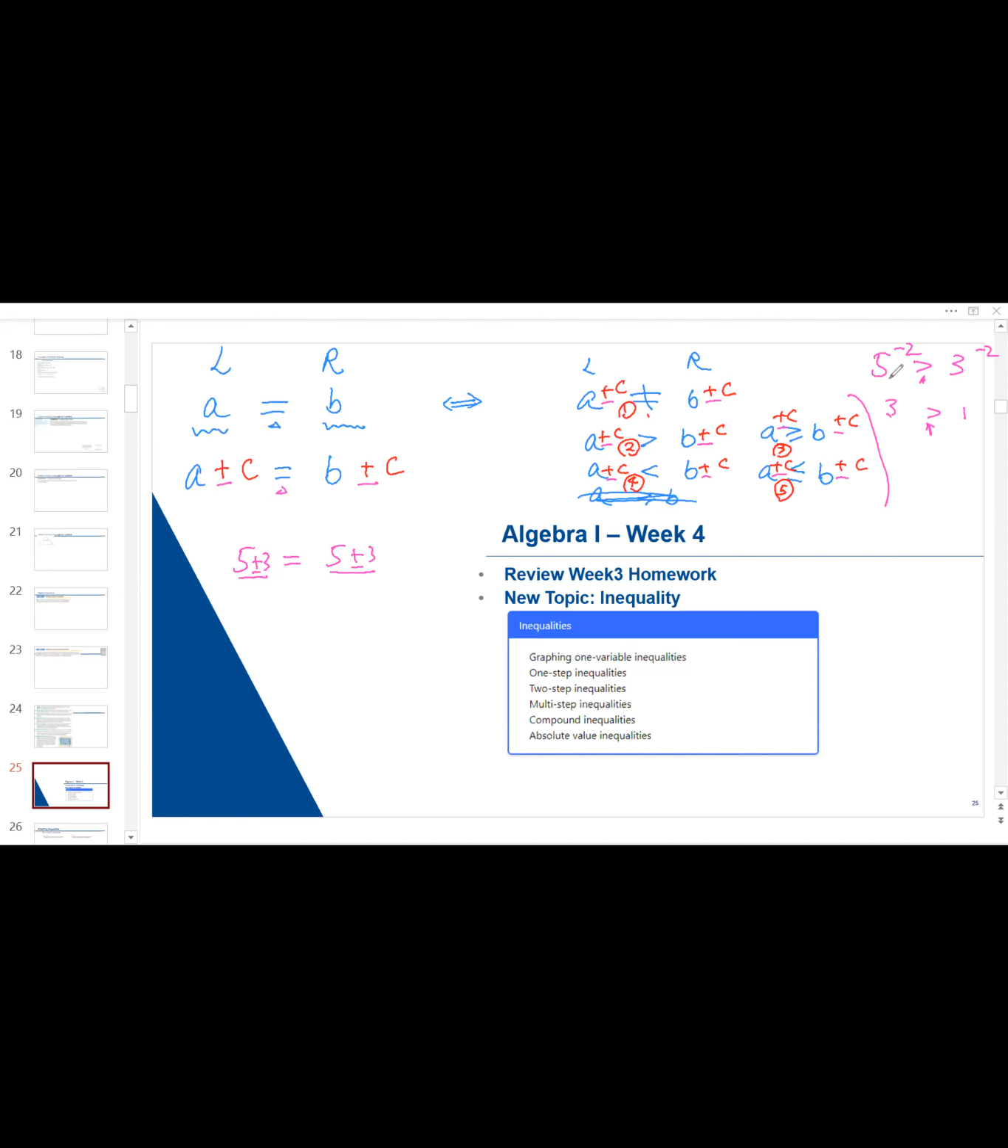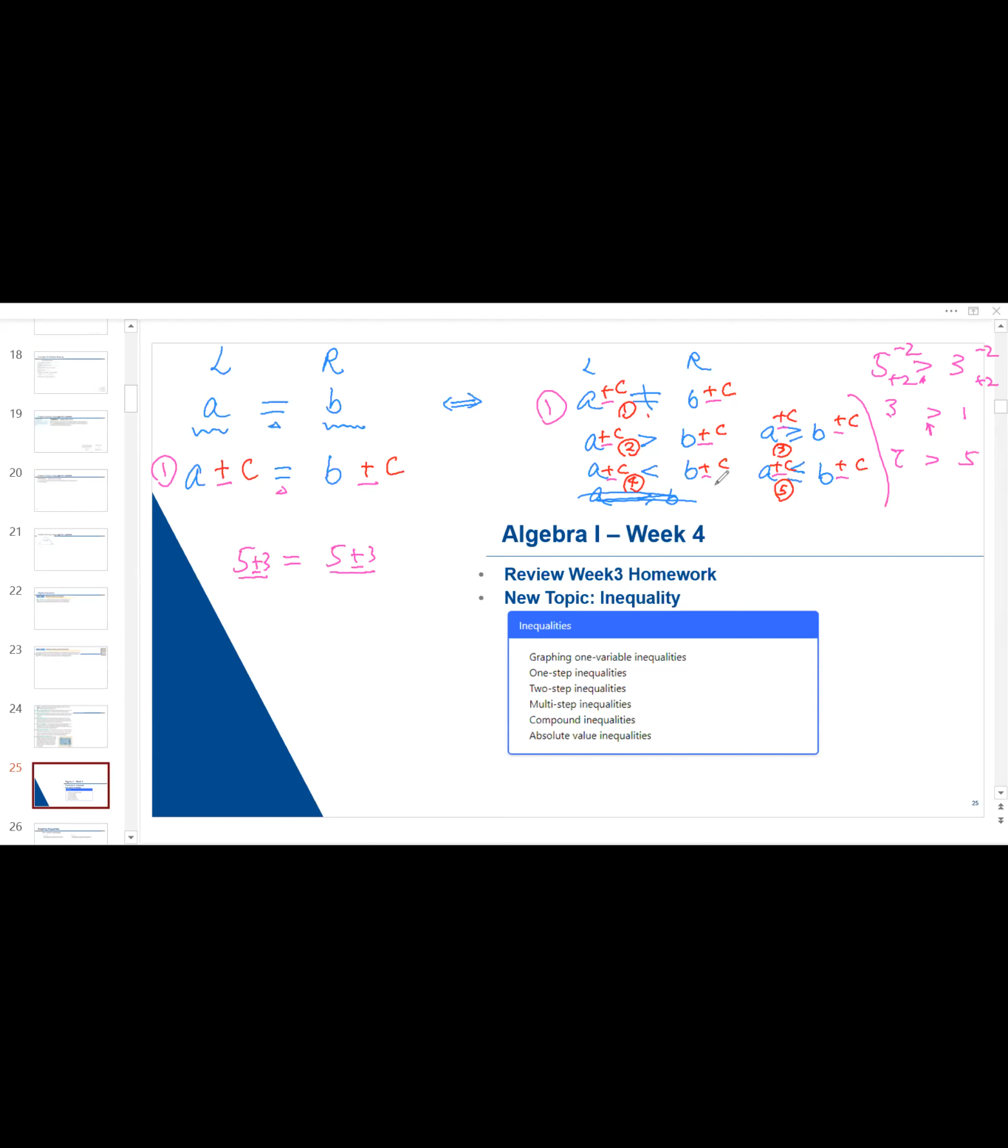Right? Both sides plus 2. So this one became 7, this side became 5. The left side is still greater than the right side. The same for the other inequalities. So when both sides plus a number or minus a number, the inequality sign doesn't change. All right, so this is the first property: both sides plus or minus the same number, they don't change.